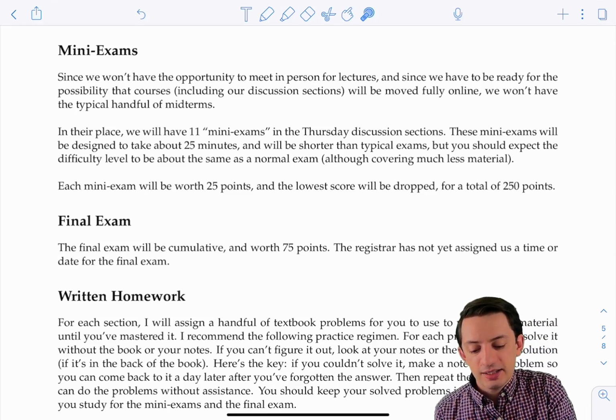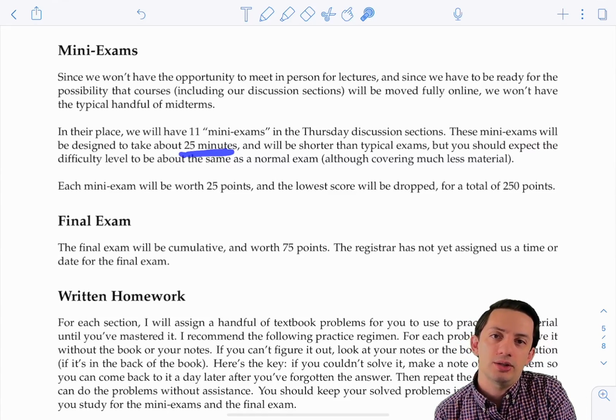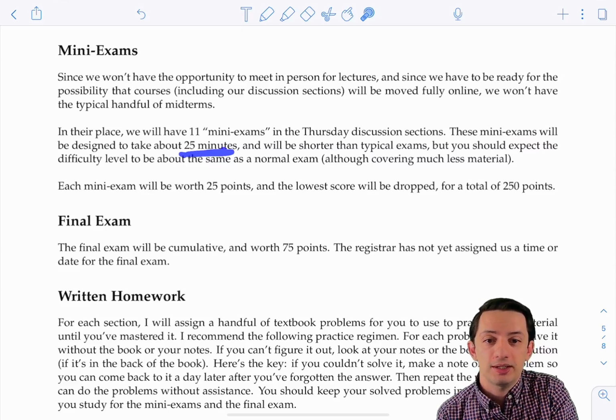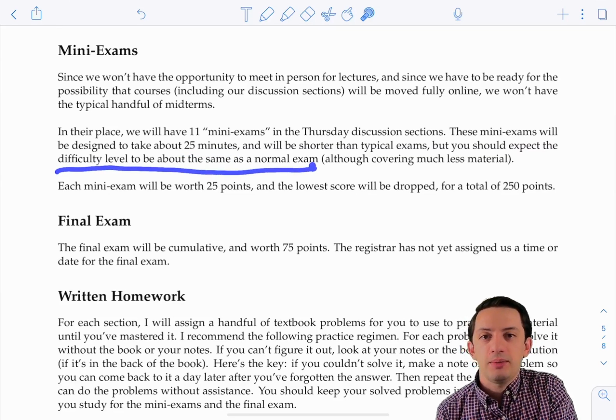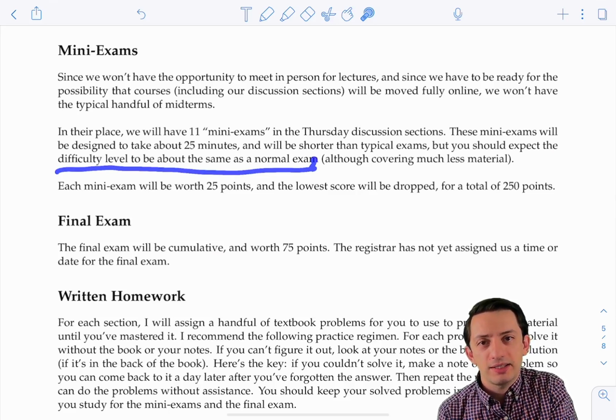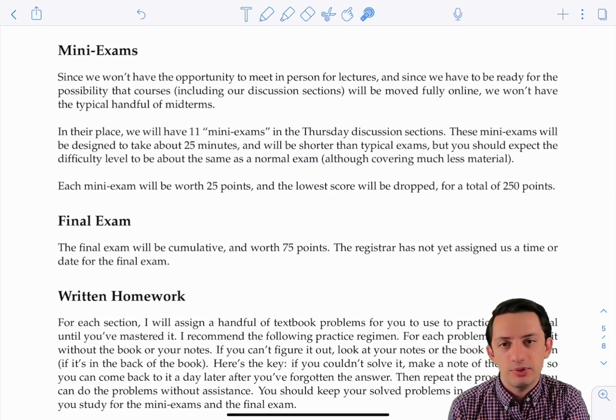These are going to be designed to take about 25 to 30 minutes, so shorter than a normal 50-minute exam. But you should expect the difficulty level to be about the same because they are really exams. They're not easier quizzes, they're exams.